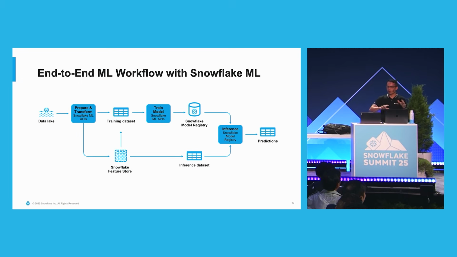So quickly, I will go through the end-to-end ML workflow for the model registry. Basically, your data lies in Snowflake somewhere, in some table or data lake, and you prepare your data for the training data set. Once the training data set is there, you can version it in Snowflake Datasets, and you can train your model using Snowflake APIs directly.